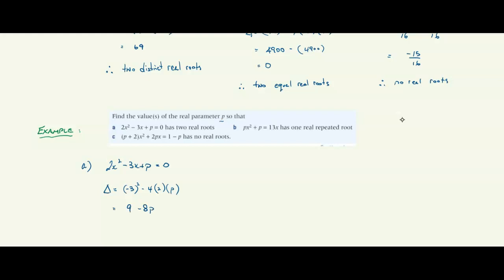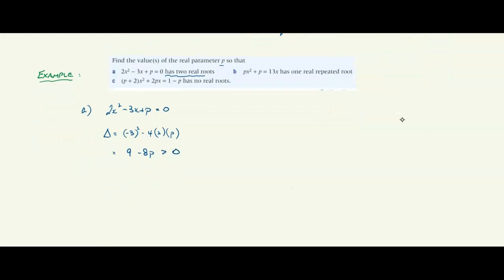That all looks good. Now, let's go back. It has two real roots, so this has to be greater than 0. Two real roots, greater than 0. So therefore, 8p is less than 9. I just put the 8p over this side. And therefore, p is less than 9 over 8. So when p is less than 9 over 8, I'm going to have two real roots. That's what that solution means. See if you can do part B yourself.